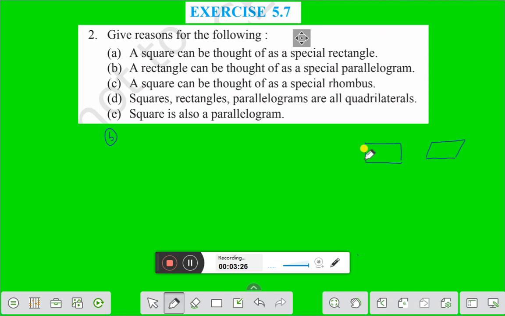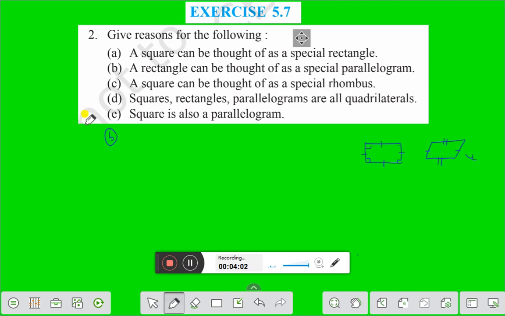Now here you see, in case of rectangle, all the angles are 90 degree. And in case of parallelogram, the opposite sides are parallel. This side is parallel to this side, and this side is parallel to this side. In case of rectangle also, this side is parallel to this side, and this side is parallel to this side. Parallel and equal also. And if in this parallelogram all the angles become 90 degree, then it becomes a rectangle, right?